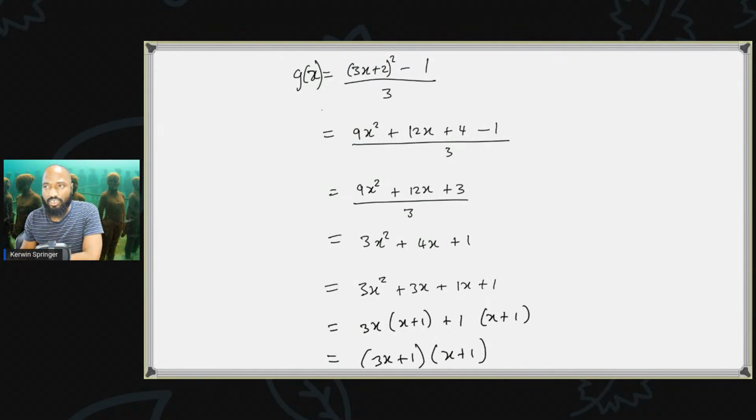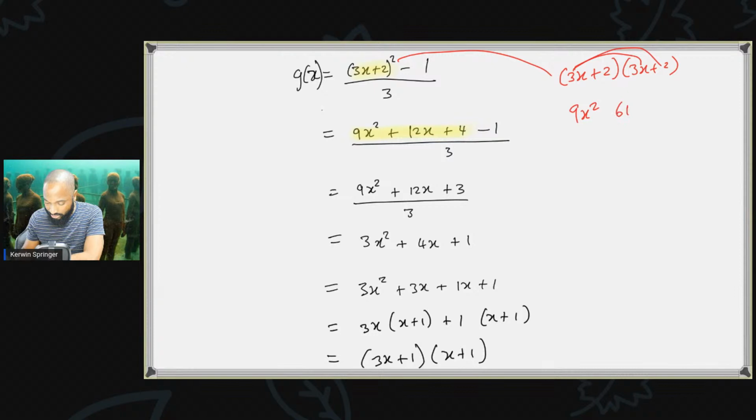Where did 12x come from? Right. So this part here is this. You can verify it. You can sit down with yourself and work it out. 3x plus 2 by 3x plus 2: 9x squared, 6x, 6x, 4. In the end, 9x squared plus 12x plus 4.